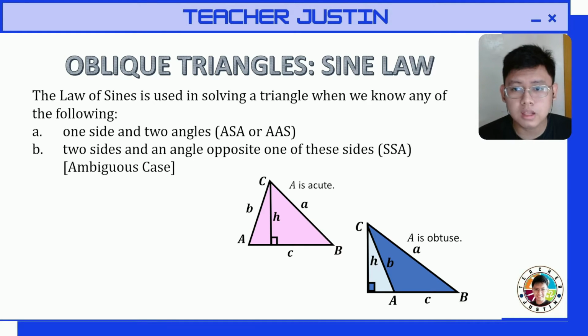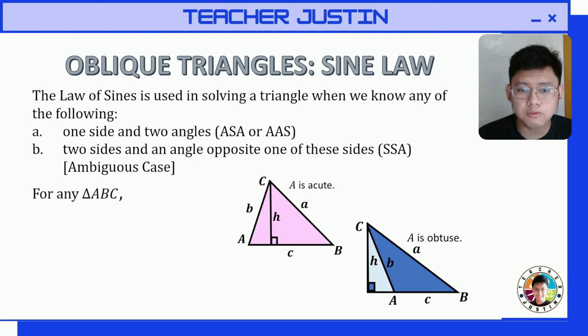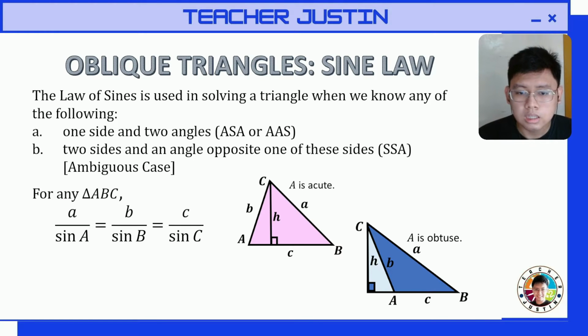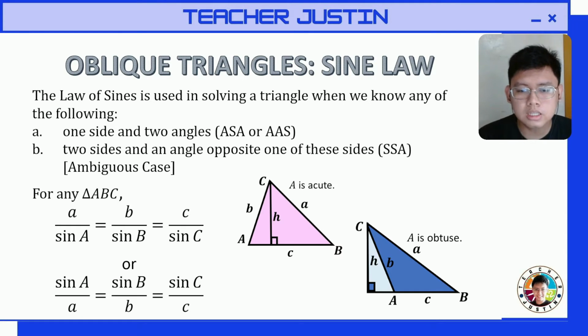Now, what's the formula for sine law? So, the formula for sine law for any triangle that is oblique, for any triangle ABC, we will have the formula A over sine A is equal to B over sine B equal to C over sine C. Or, pwede natin gamitin yung reciprocal niya. Sine A over A is equal to sine B over B is equal to sine C over C. And this will be the formula that we're going to use in solving the parts of our oblique triangles.